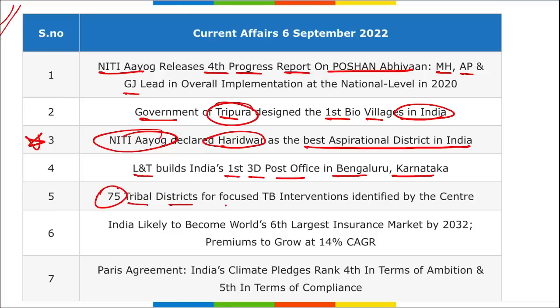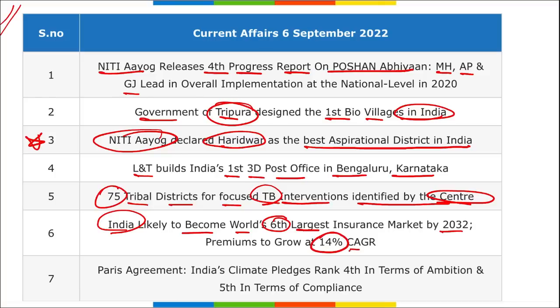75 tribal districts for focused TB interventions identified by the center. India likely to become the world's 6th largest insurance market by 2032 and premiums will grow at 14%. Paris Agreement. India's climate pledges rank 4th in terms of ambition and 5th in terms of compliance. And here European Union was on the first position and USA was on the last position.